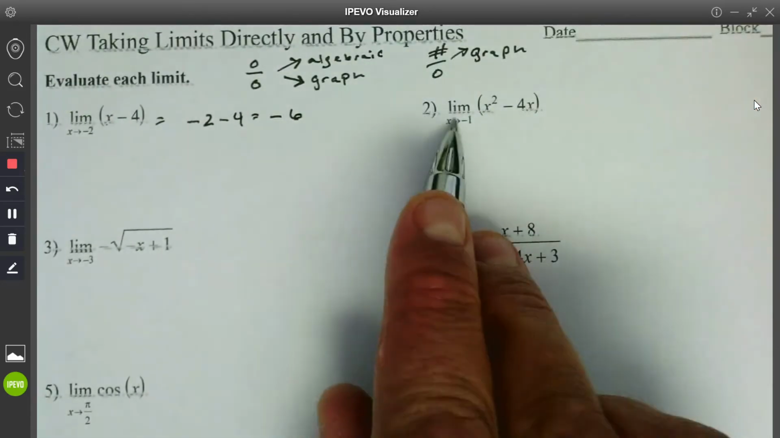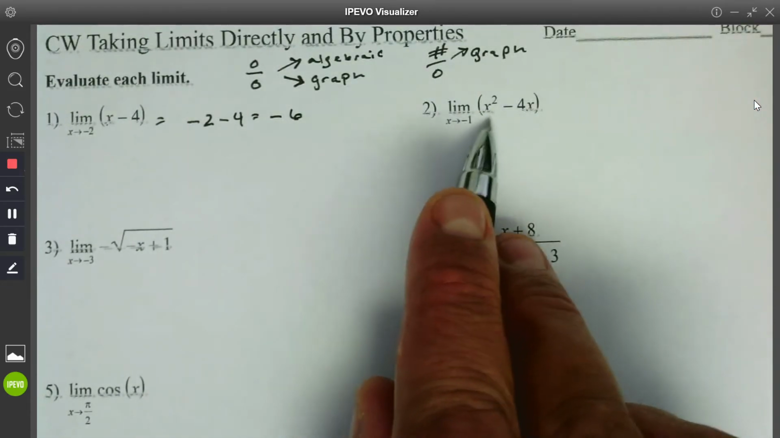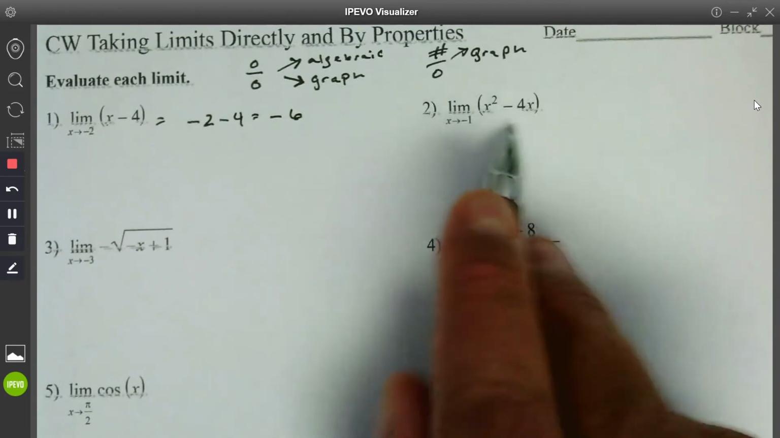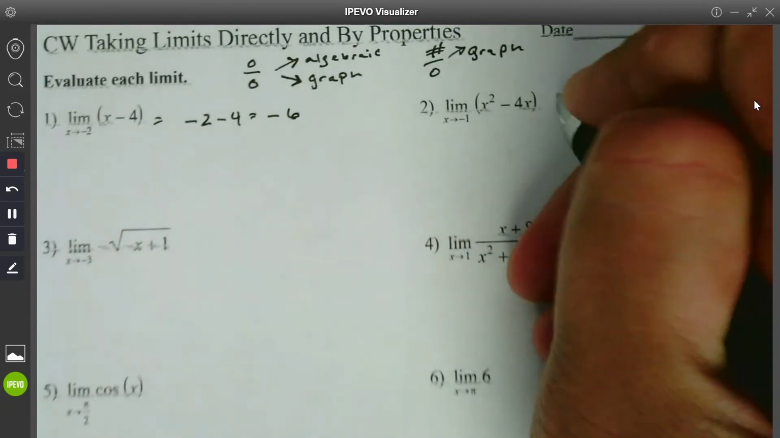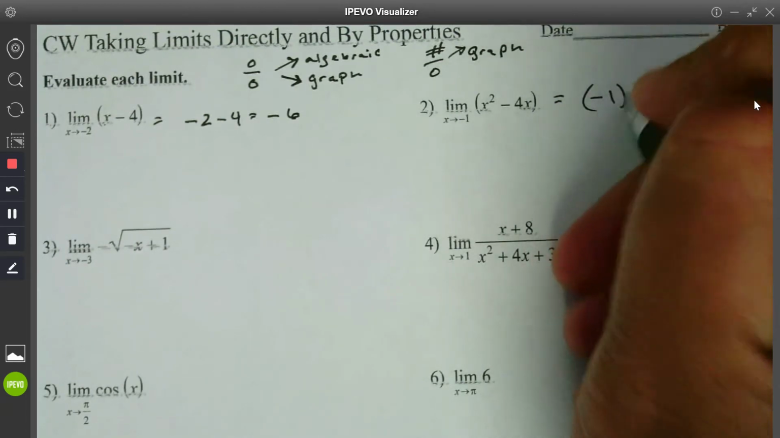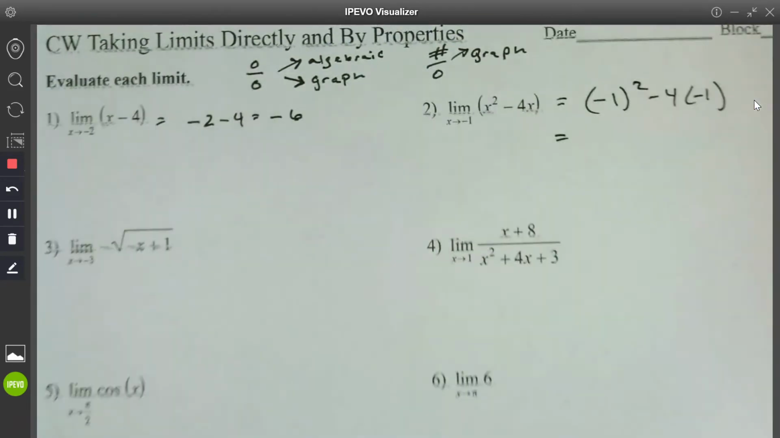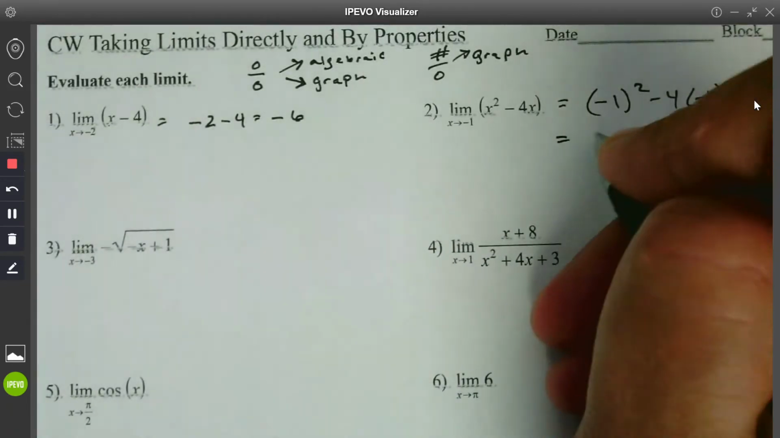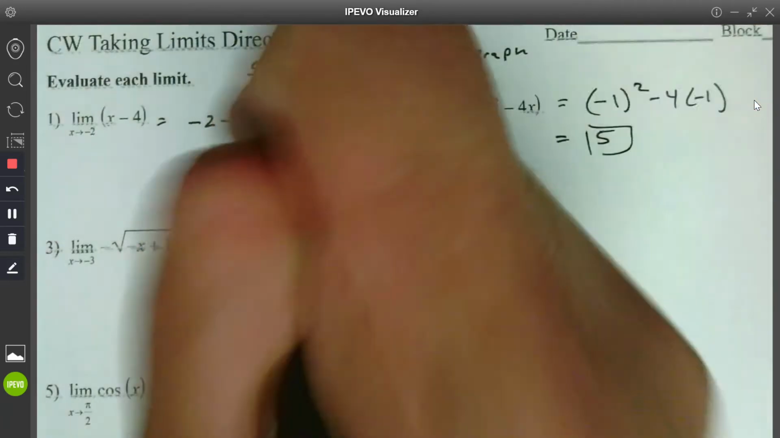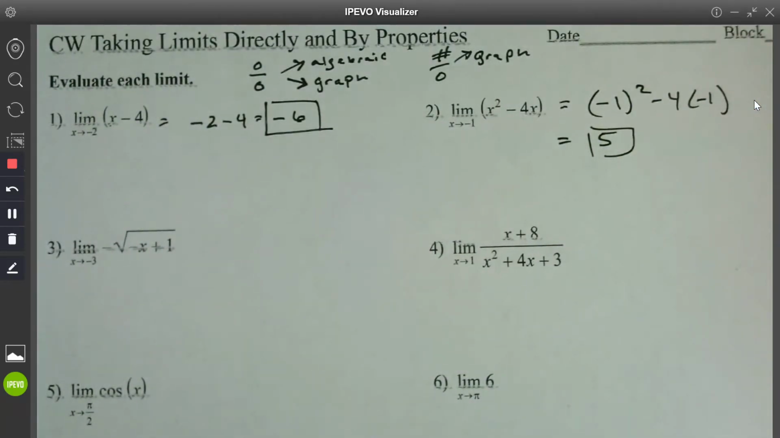Okay, the second one, we're taking the limit as x goes to -1, or x approaches -1, of x squared minus 4x. This is a quadratic. So shouldn't be any problems there. We can plug in the -1. We're going to square it. -4 times -1. We show our work, and that comes out to 5. So lots of times when we're evaluating a limit, we're going to get an actual number.